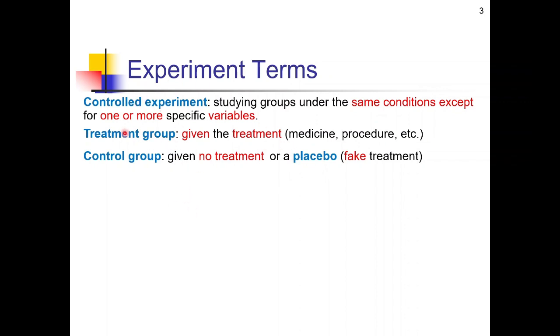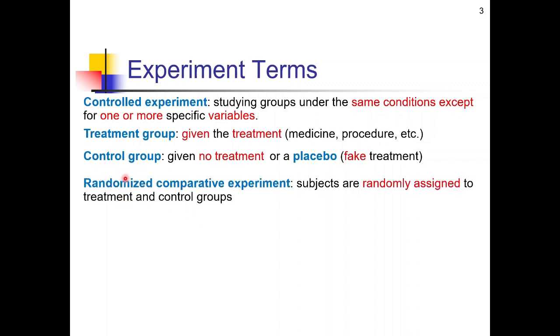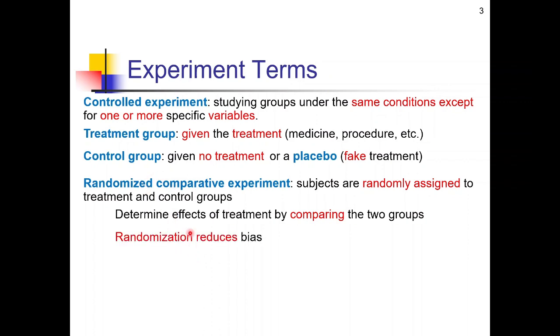Now, when we're choosing these two groups, it's kind of important how we do the choosing. A randomized comparative experiment is one in which the subjects are, well, as the name suggests, randomly assigned to the treatment and control groups. If we do this, then we can determine the effects of the treatment by comparing these two groups. Now, the randomization is important. Randomization, as we've seen in other lessons, reduces the potential for bias.